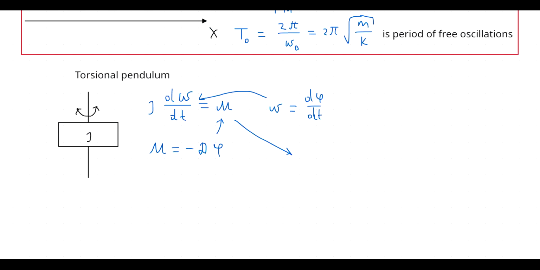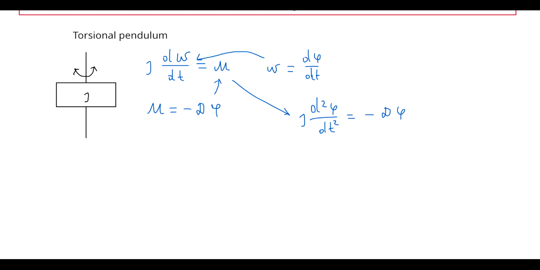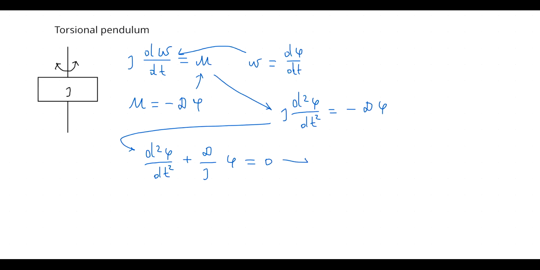I multiplied by second derivative of phi by dt to the power of 2, and it will be minus D phi. Okay, and we may transform this equation, and we'll get that second derivative of phi plus D divided by I phi is equal to 0.